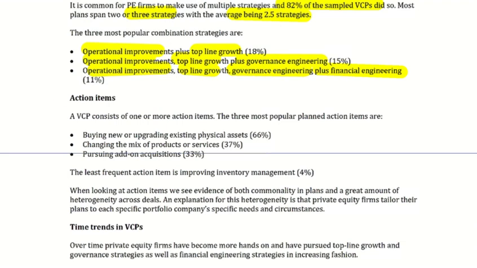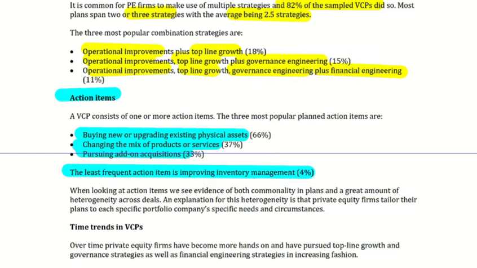I'll change our color over here. Action items are actual items that the private equity firms want to specifically achieve. And the 3 most popular planned action items are buying new or upgrading physical assets, 66% put that into their plans, changing the mix of products and services, and pursuing add-on acquisitions. Interestingly enough, the least frequent action item that private equity players looked at was to improve inventory management. Not very much involved in that at all.